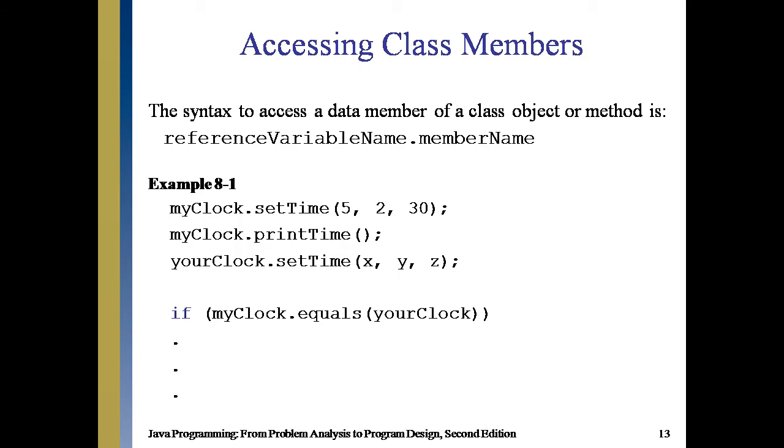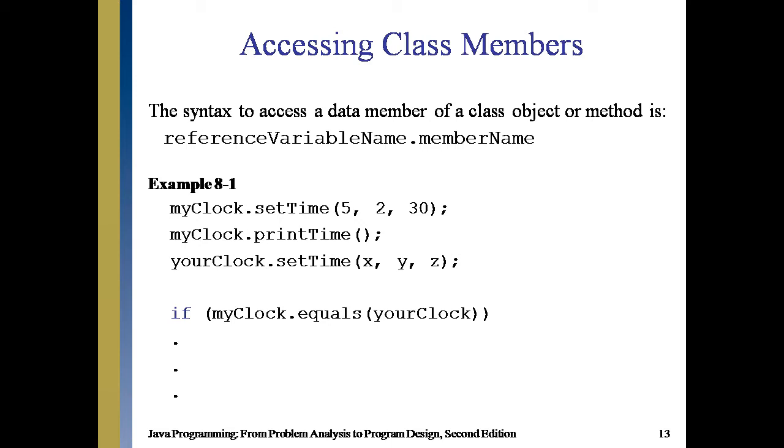Accessing class members. Once an object of a class is created, the object can access the members of the class. The general syntax for an object to access a data member or a method is reference variable name dot member name. The class members that the class object can access depend on where the object is created.